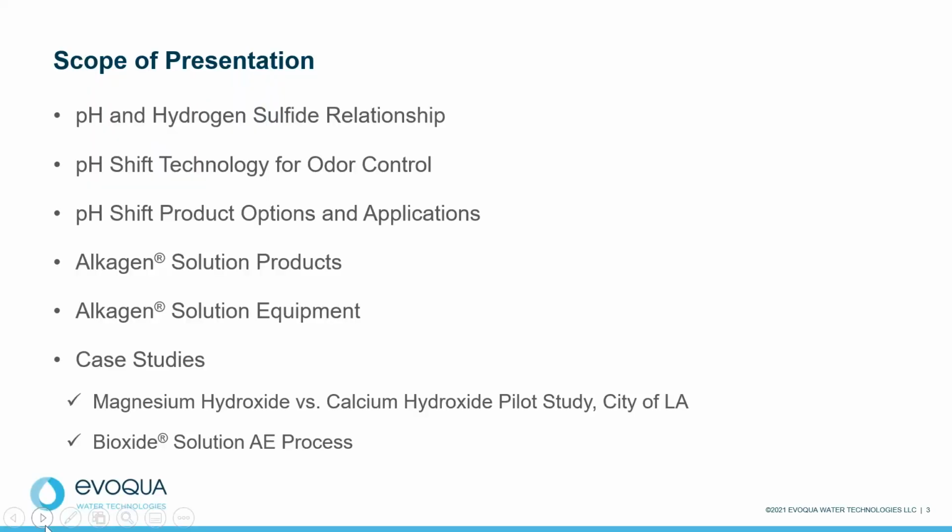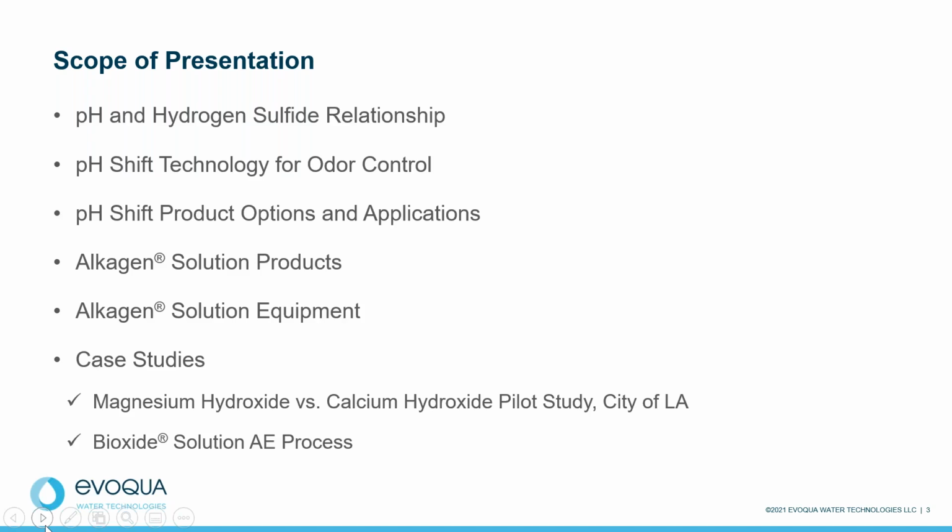The presentation is going to go over pH and how it relates to hydrogen sulfide, and then how we use that relationship to control hydrogen sulfide odors. I'm going to go over some different pH shift chemistries used for odor control, their pros and cons, and applications where pH shift products would be the best fit.